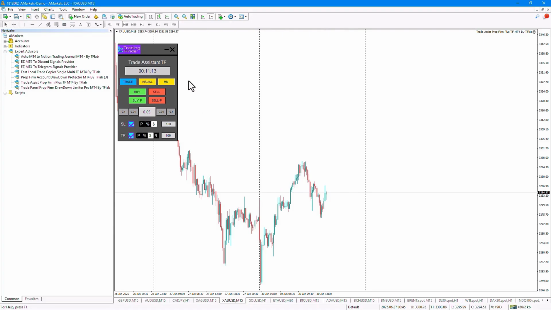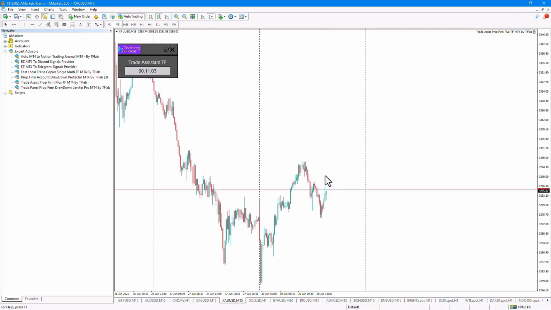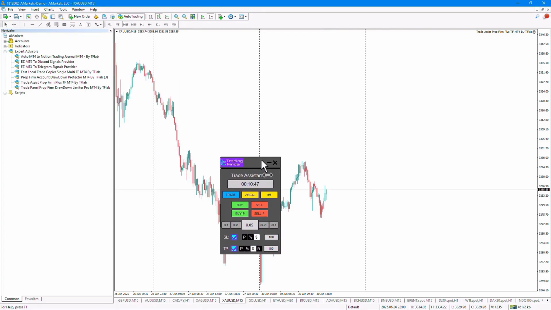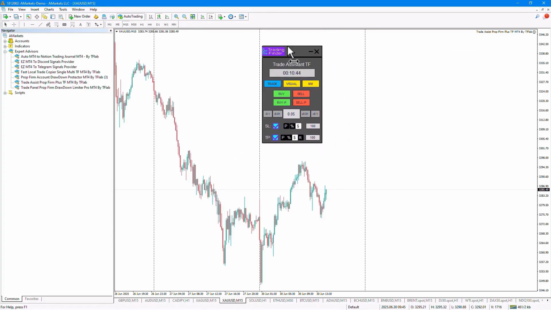By selecting the second option, the expert advisor panel is minimized and shrinks to its smallest size, displaying only the remaining time until the current candle closes. By clicking on the minimize option again, the expert advisor panel returns to its default state. Also, by clicking on the panel, you can easily move it around the chart and place it wherever you want.